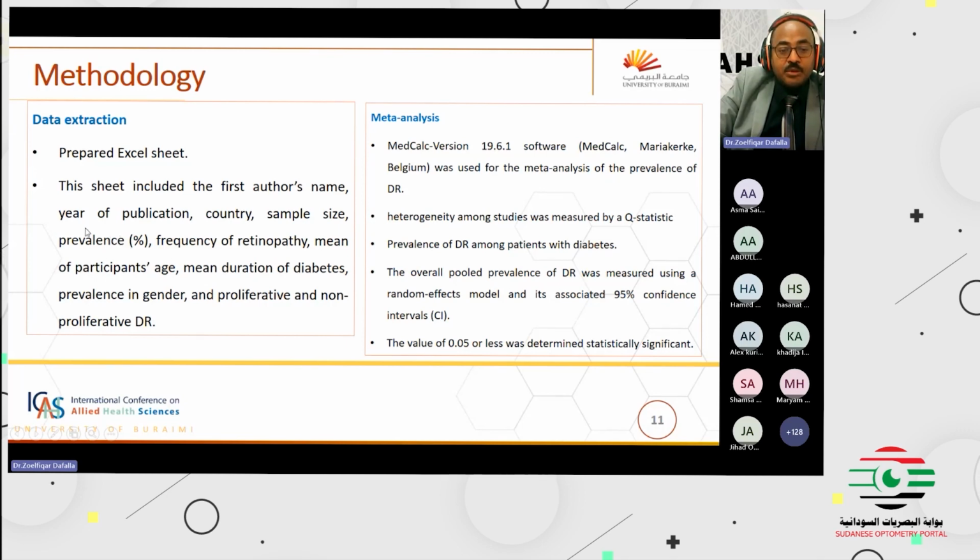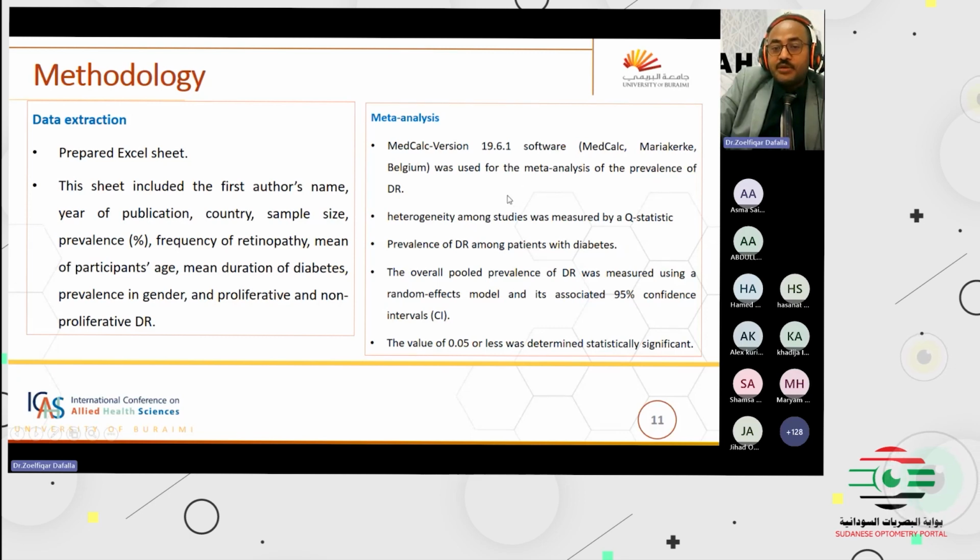The prevalence mentioned here is related to the researchers of the studies. Also the frequency of retinopathy, mean participant age, duration of diabetes, and prevalence by gender, because these are risk factors related to diabetes patients. Also, we analyze the magnitude of proliferative and non-proliferative diabetic retinopathy.